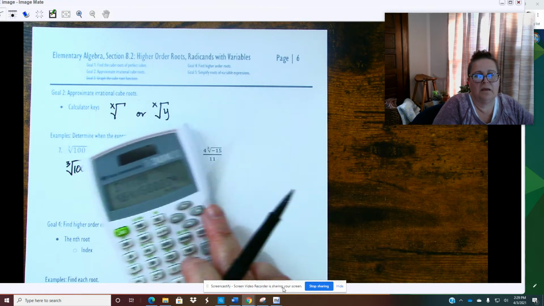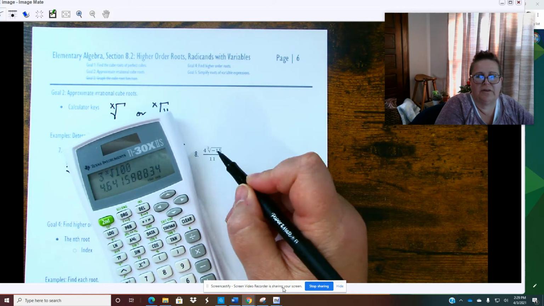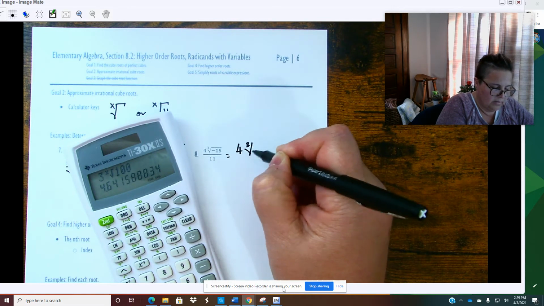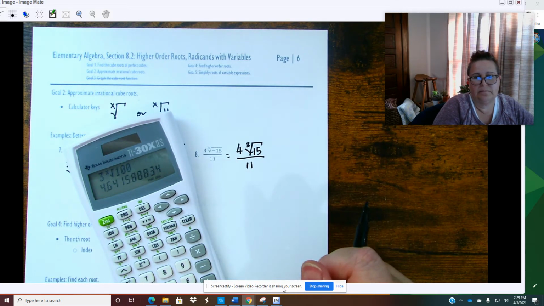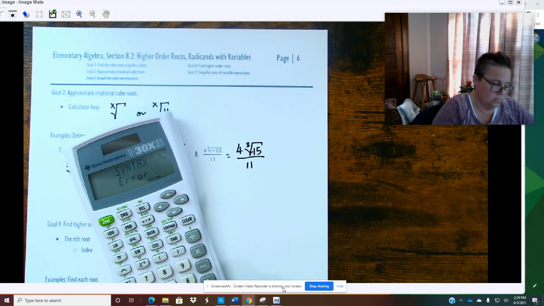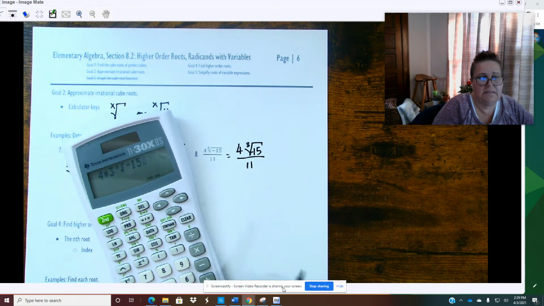Okay. All right, what about the second one? This is 4 times the cube root of a negative 15 over 11. So I'm going to do 4 times, then I'm going to hit the 3 cube root negative 15. Oh, syntax error, clear. I didn't open a parenthesis, so I can't close one. So I get a negative 9.864.